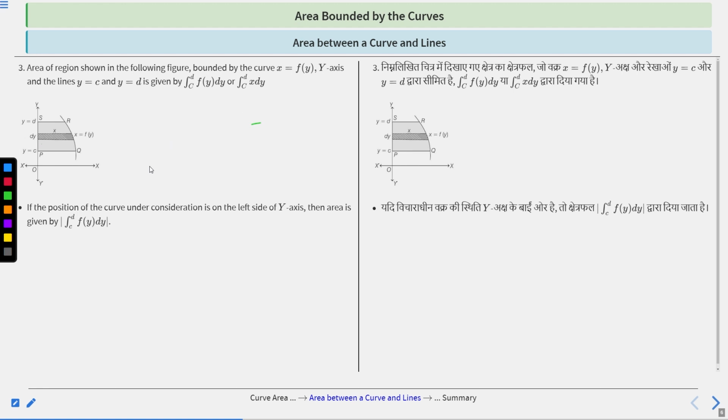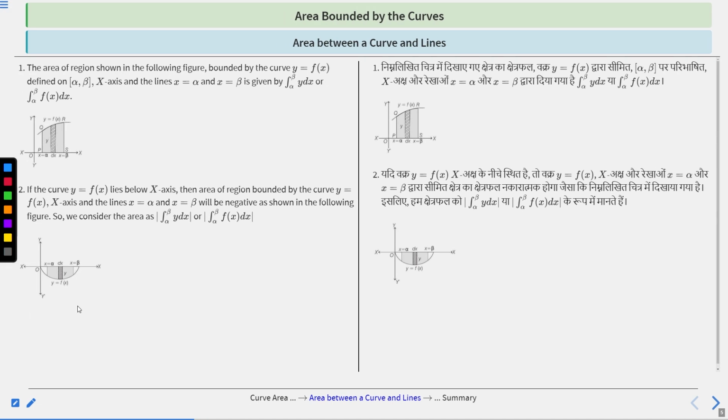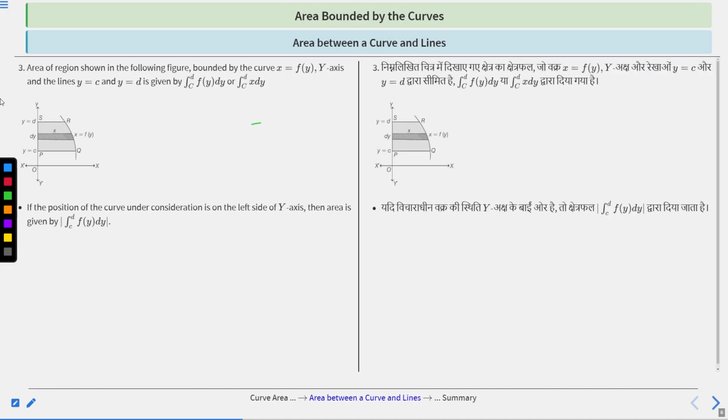And if the position of the curve under consideration is on the left side of the y-axis, similar to the previous case where the area was below the x-axis, then again by integration you will get a negative answer. So we only take the magnitude of this integration to get the area of the curve between the two intervals. Clear? Then the area is given by the magnitude of the integration of c to d f(y) dy. Clear? Got it?